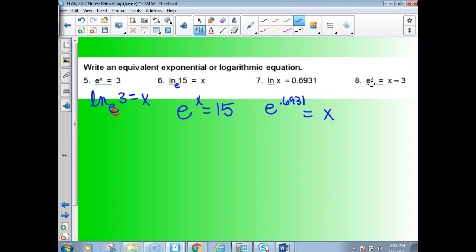And this one is exponential, so we're going to write it logarithmic. The log, oh, I did it again. Don't want log, I'm going to write ln. ln of, which is base e, of x minus 3, and that should go in parentheses, is equal to the exponent 4.